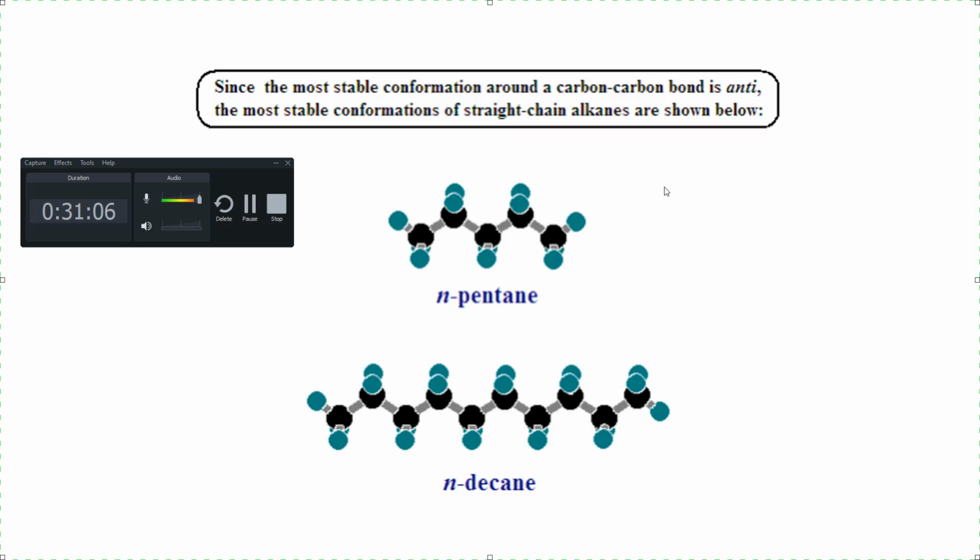Now, for our straight-chained alkanes, they tend to form this zigzag structure. And the reason they tend to form zigzag structures as their most stable ones is simply because when you look down any of these carbon-carbon bonds, what you're going to see in the zigzag structure is that the methyl group, and in this case the ethyl group over here, are anti to each other. So straight-chained alkanes adopt the zigzag structure as their most stable conformation.